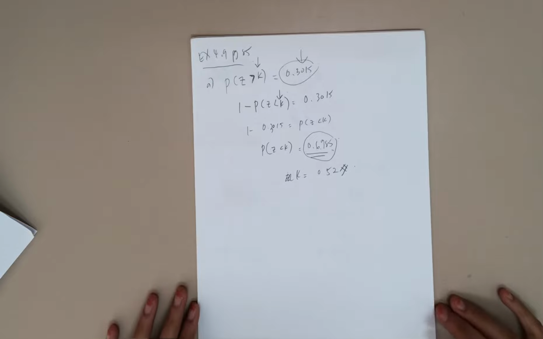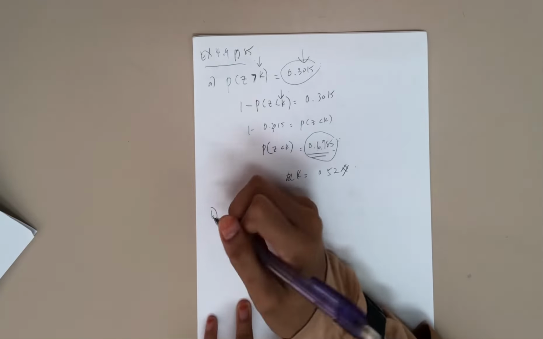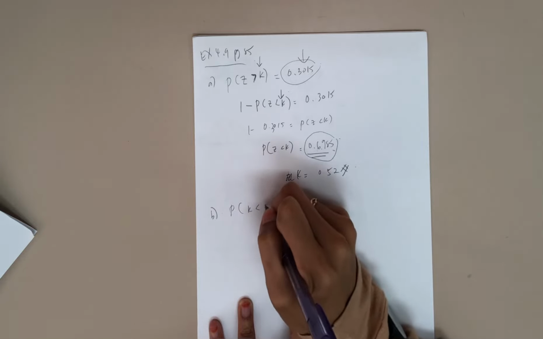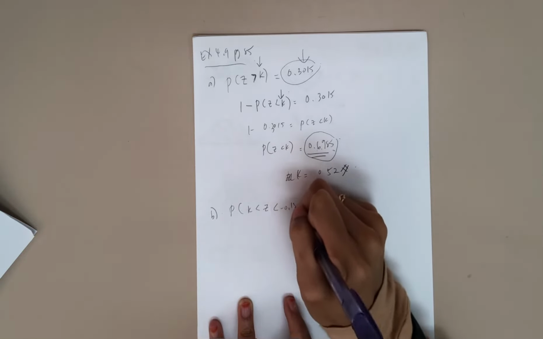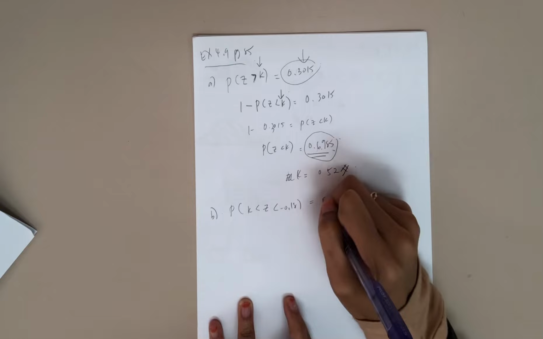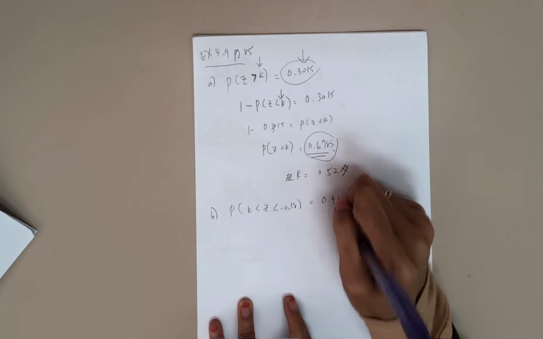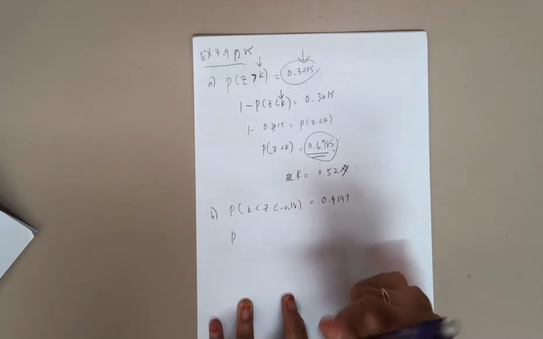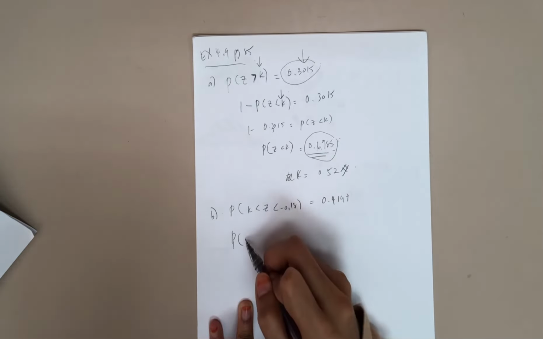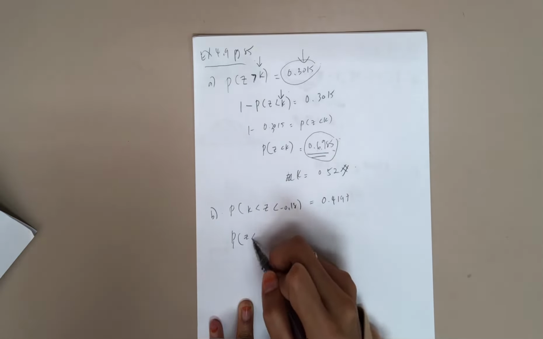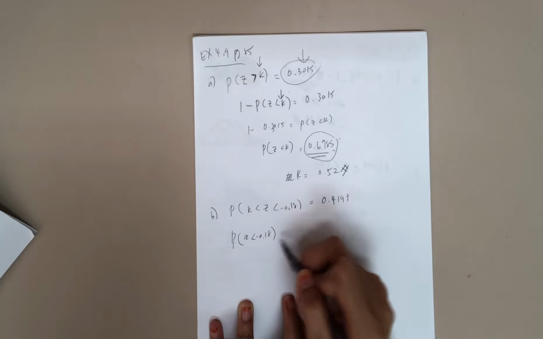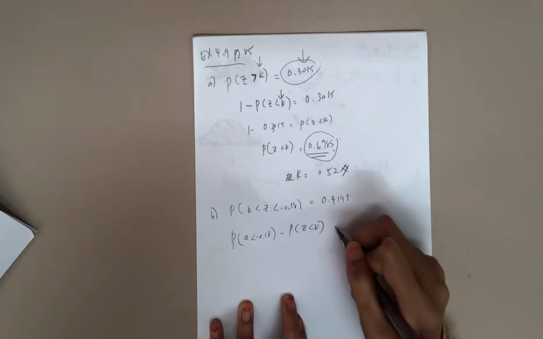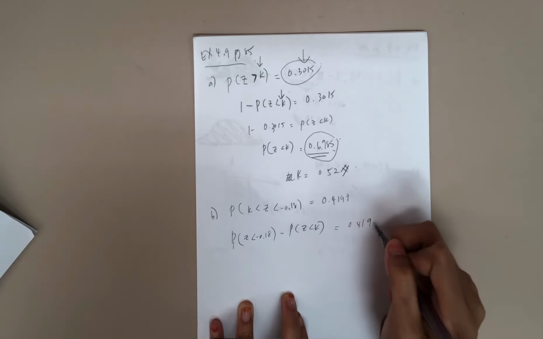Okay, alright, so I give you another one. B, find out the value K such that the probability that Z is between K and negative 0.18 is 0.4197. So you need to do the same thing like the previous example, which is you need Z less than negative 0.18 minus Z less than K. Okay, and then the probability is this one.